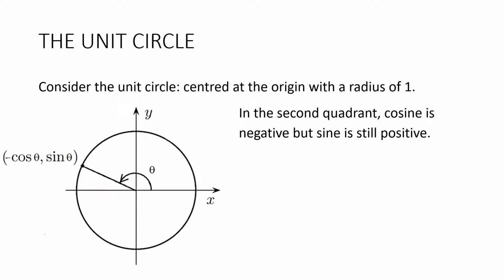Now in the second quadrant, cosine becomes negative, but sine is still positive. So now we've taken the theta all the way over here. This distance is negative, that's negative x, but y is still positive.